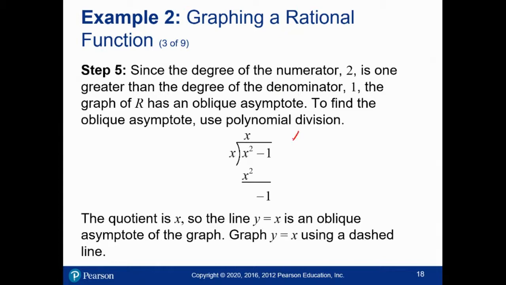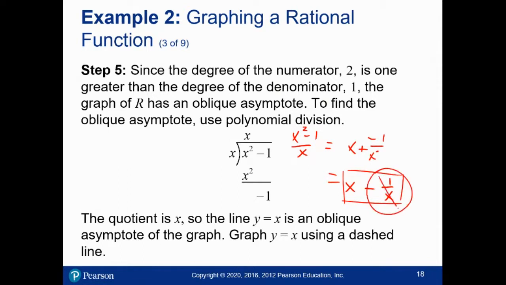Here it is. It was x squared minus 1 over x, and this division has told us the result is x with a remainder of -1 over the original denominator. Let me write that clearer: x minus 1 over x. So as x gets really big, this bit goes to 0, and fundamentally we look like the line y equals x. We have a slant asymptote.